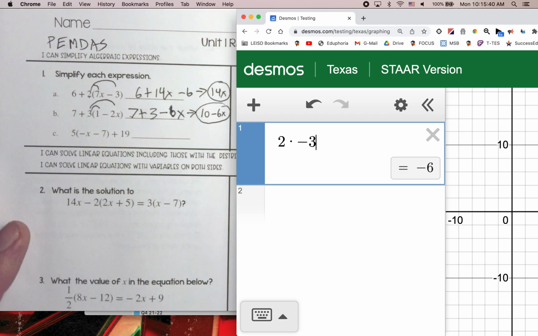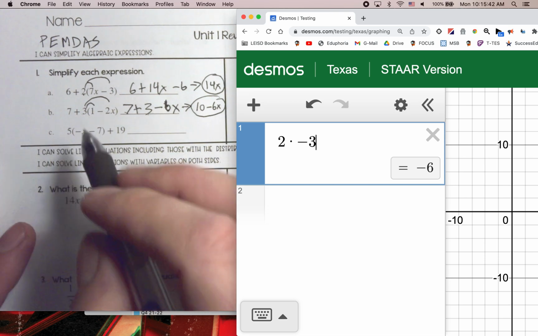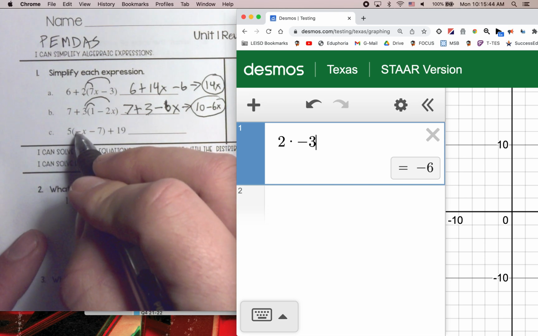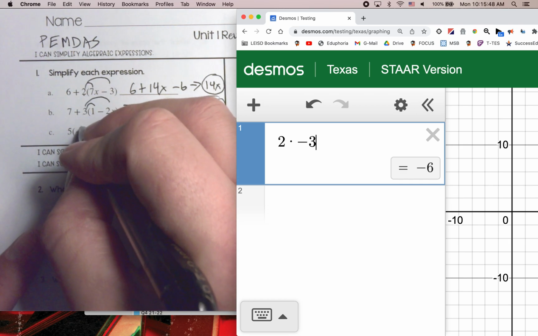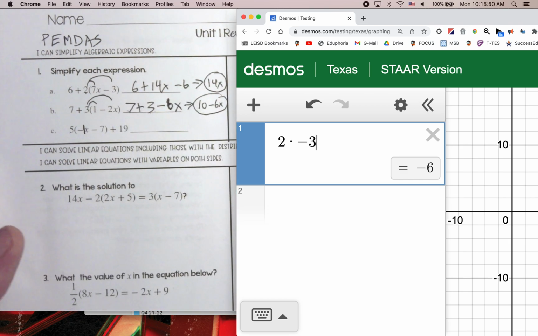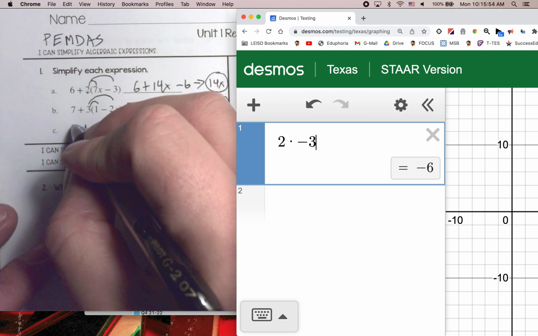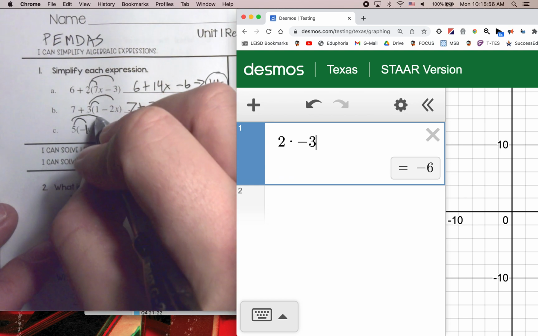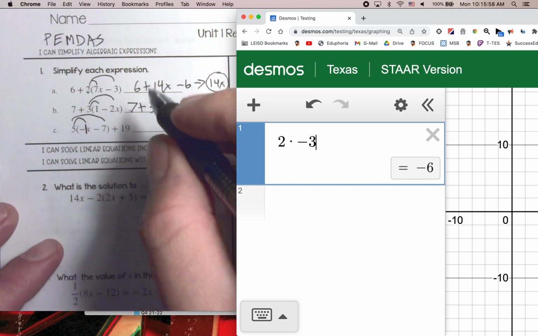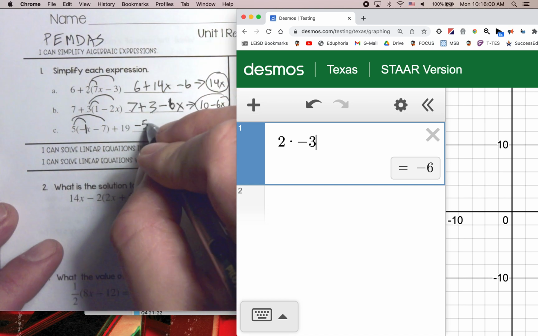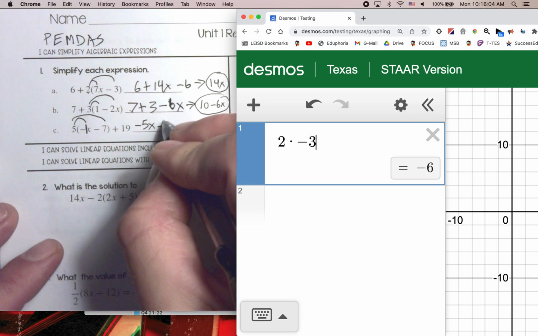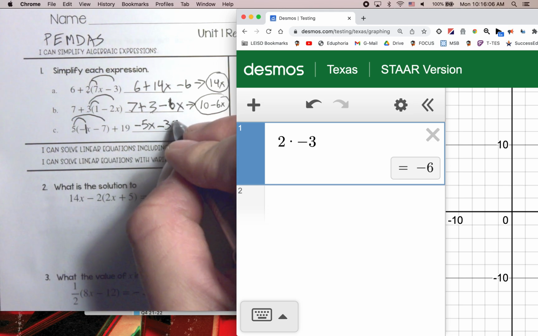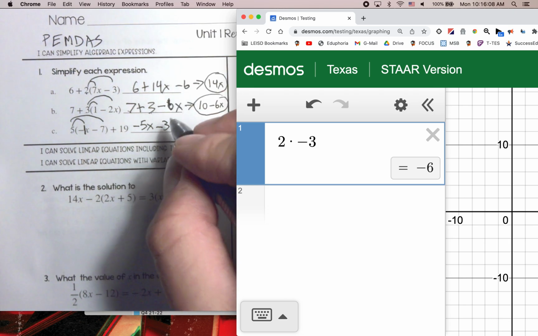And then finally, letter C. Once again, if you ever see a minus x like that or a negative x, put a 1 there. A lot of students, in my experience of teaching, struggle with that concept. So I'm still going to distribute. 5 times negative 1x is negative 5x. 5 times negative 7 is minus 35. It took me a second. And I still got that plus 19.